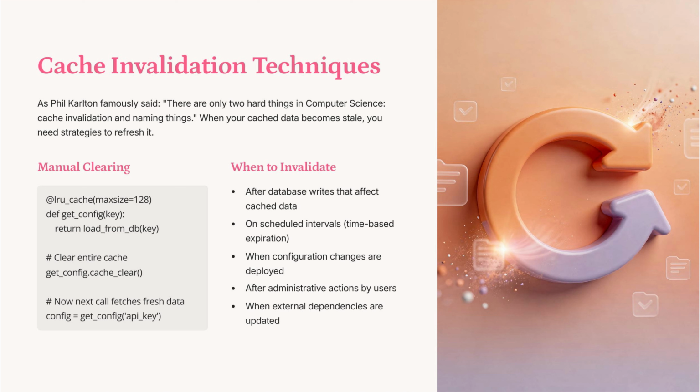Cache invalidation is crucial when data becomes stale. Use manual clearing after database writes, scheduled intervals, or configuration changes. Employ cache_clear to clear the entire cache, ensuring fresh data retrieval. Invalidate after administrative actions or updates to external dependencies to maintain data accuracy and system performance.